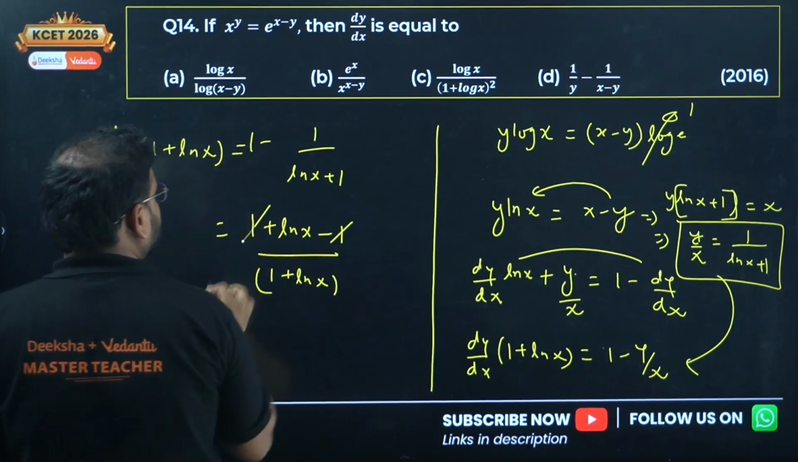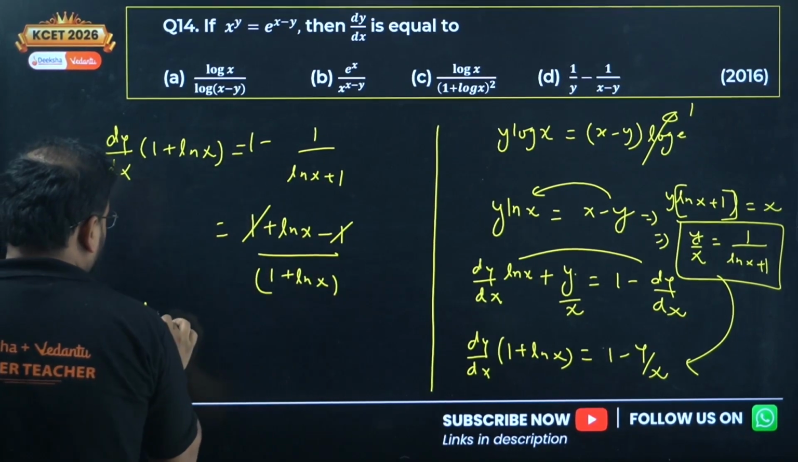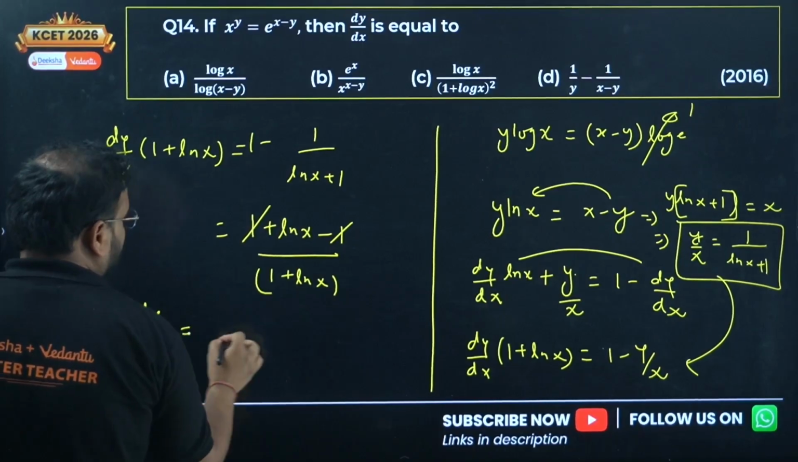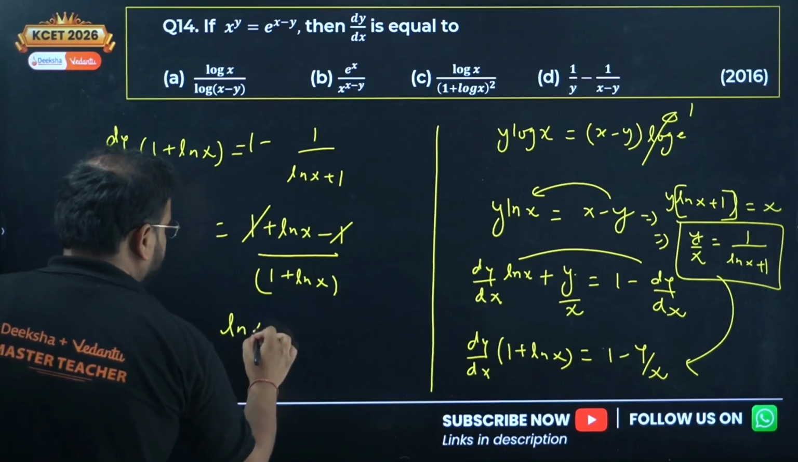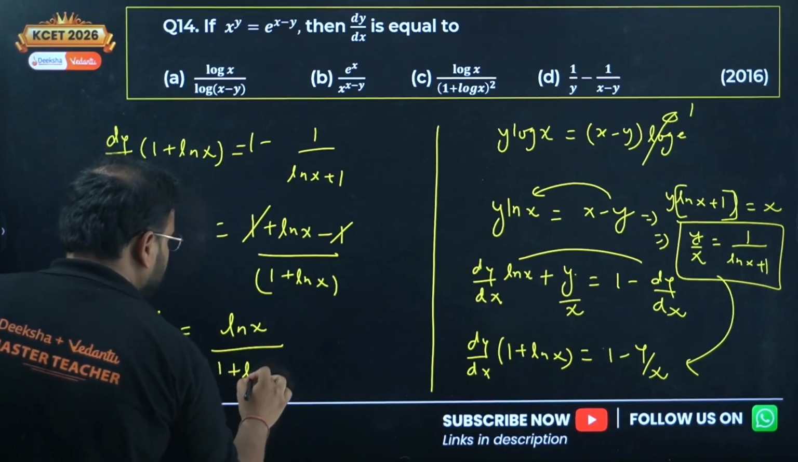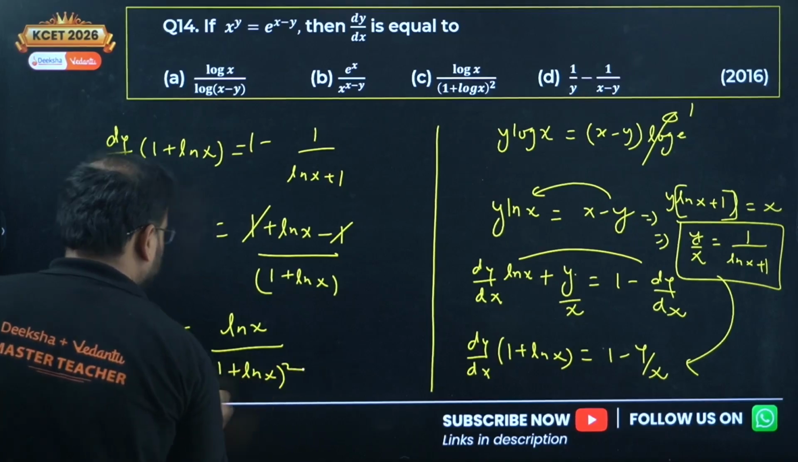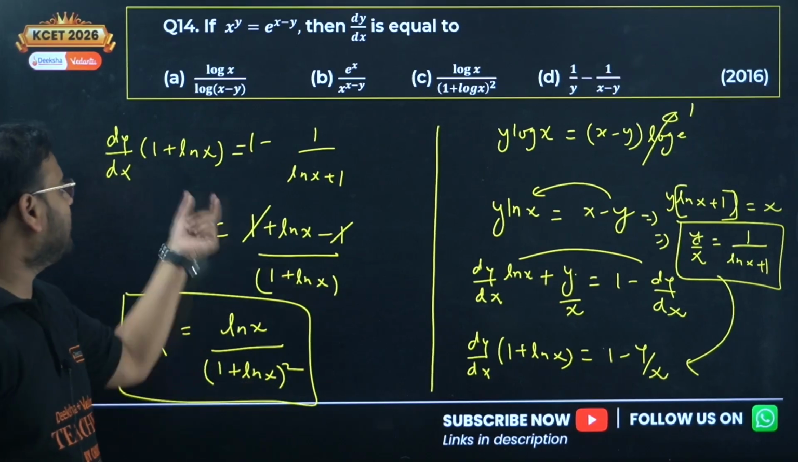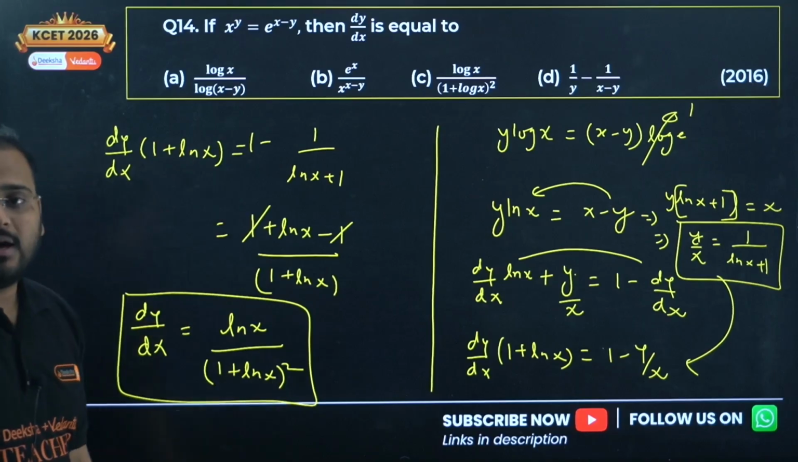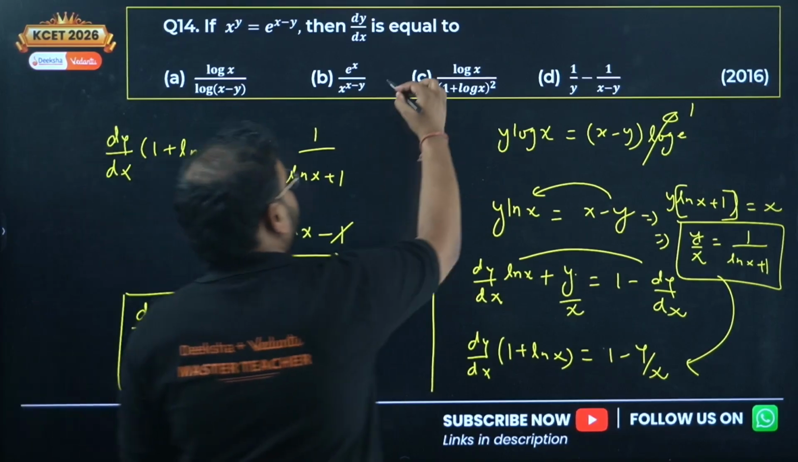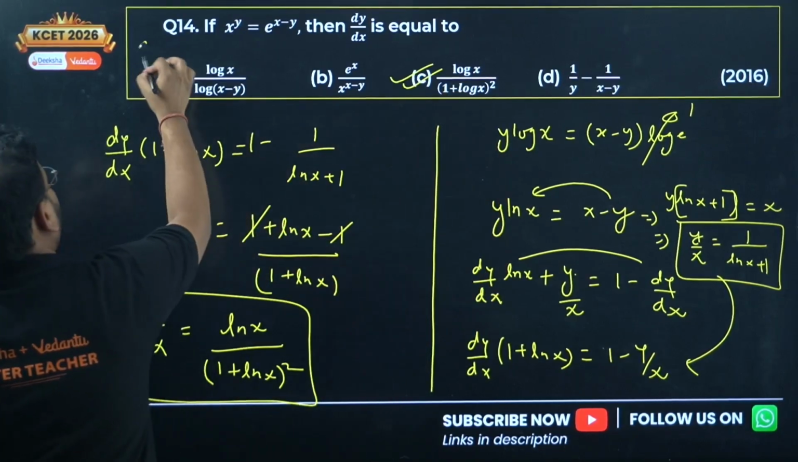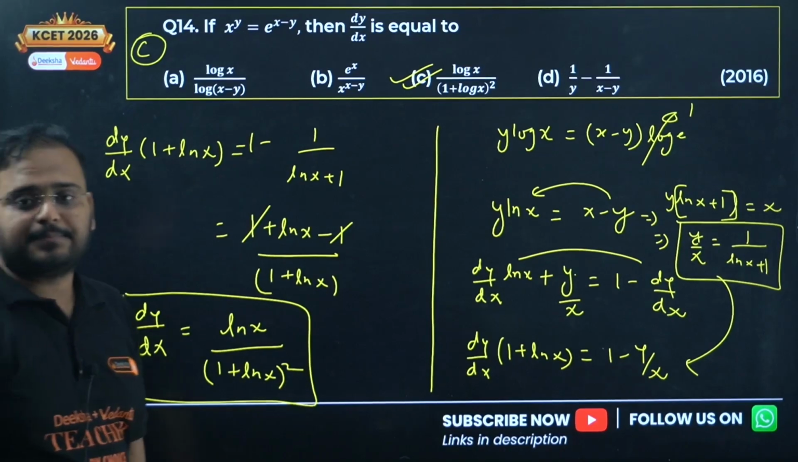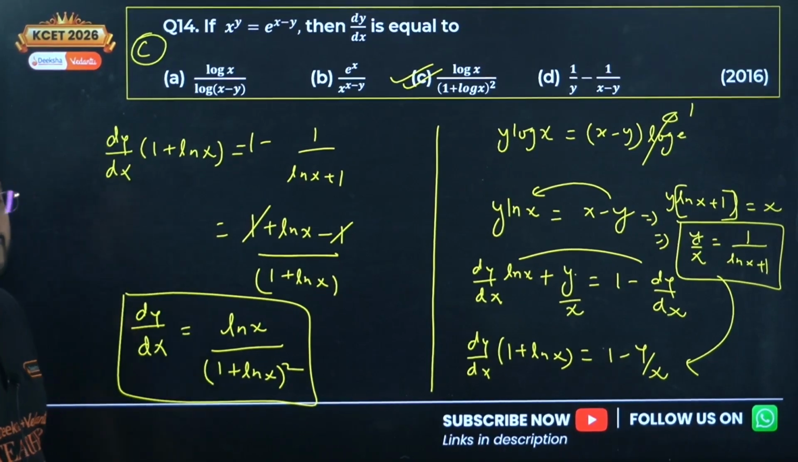This is cancelled. So my final result is going to be only ln x in the numerator divided by (1 plus ln x) the whole square. This will be here and this comes over here, so whole square. Answer is what? Option C. 14th answer C. Got it? Have a look.